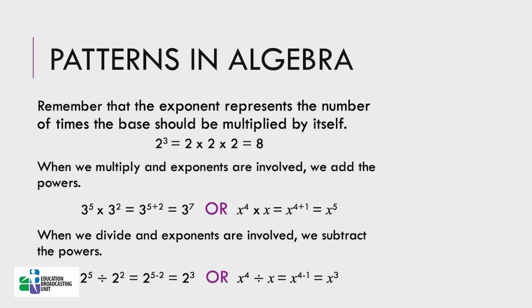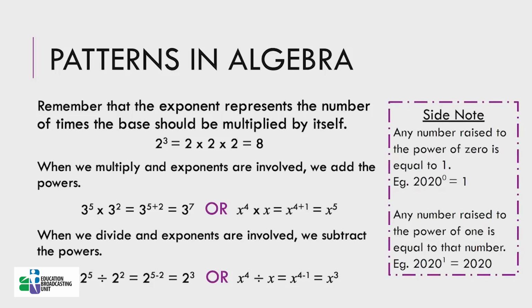When we divide same base terms with exponents, we do the inverse of the multiplication. We divide, therefore we subtract the exponents. Just like in our example, 2 to the 5th power divided by 2 to the 2nd power is equal to 2 to the 5th power minus 2, which is 2 to the 3rd power. Or when we're using variables, we have x to the 4th power divided by x, which would be x to the 1st power. That is x to the 4th power minus 1, which equals x to the 3rd power. And we need to keep those in mind, for we will need them when we factorize.